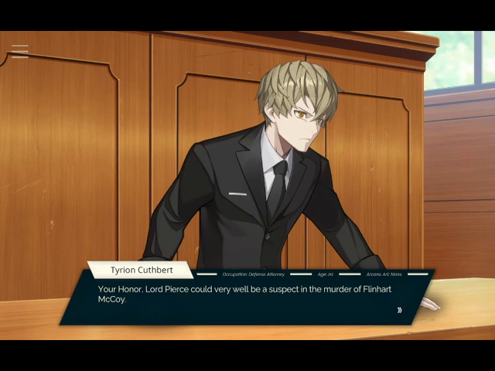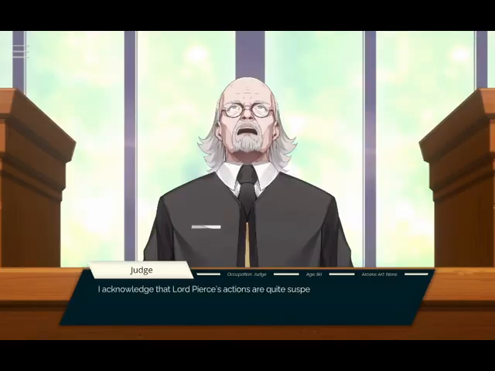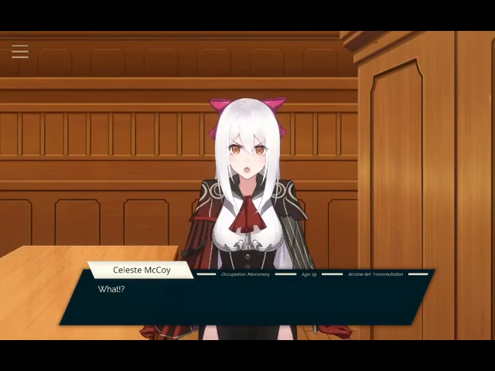Your Honor, Lord Pierce could very well be a suspect in the murder of Flynnhart McCoy. The defense argues that this presents enough reasonable doubt to acquit the defendant. I acknowledge that Lord Pierce's actions are suspect. However, I will not pass a verdict just yet. There is much more we need to learn.